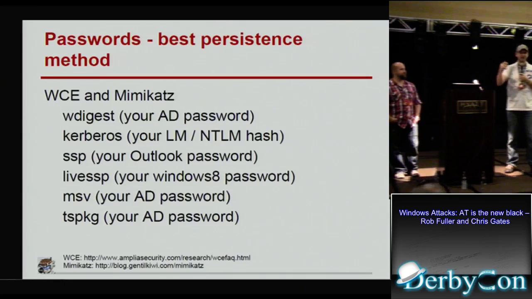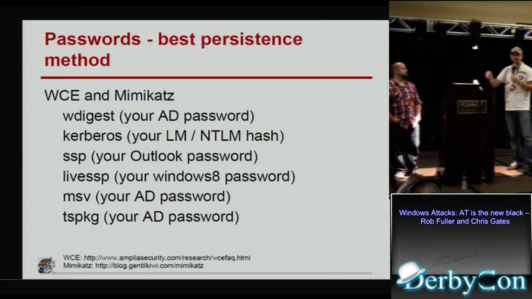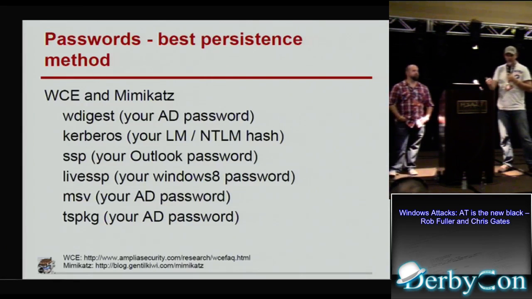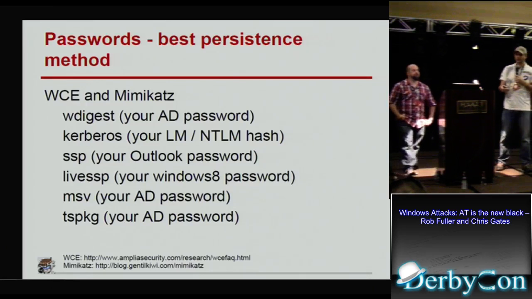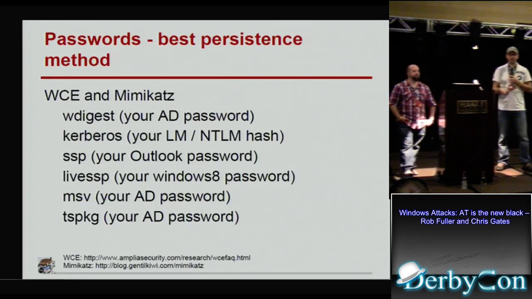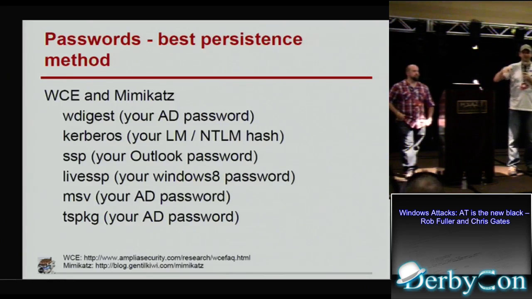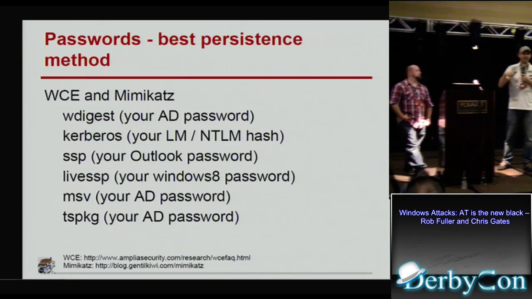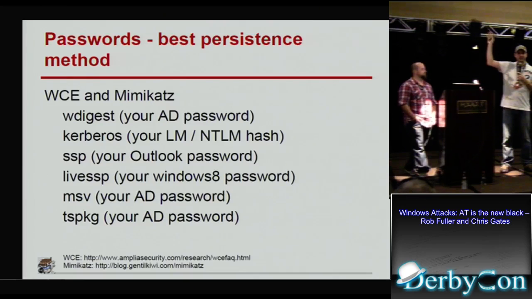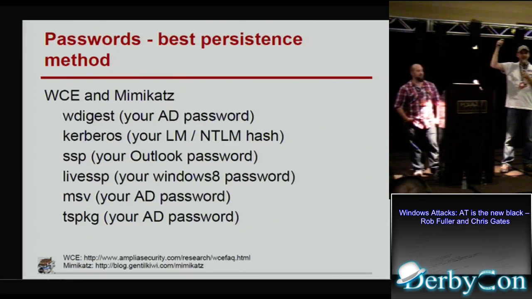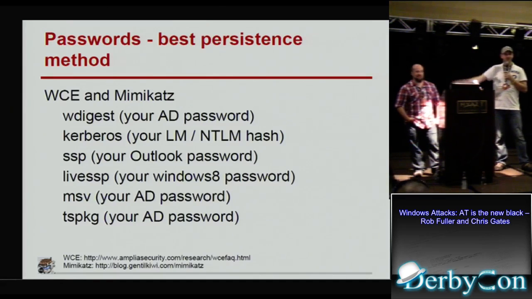So wdigest gives you your AD password. But what if your AD password isn't the same as your Outlook password? Or you have multiple Outlook passwords because you're handling an incident response mailbox and this other mailbox and this other mailbox? Well, you get that via the SSP. So tspkg, msv, those all give those. Does everyone have Windows 8 machines now tied into their .NET accounts? No? Thank you, good. So livessp is where you can get those. Anyone know what character set they're restricted to? Maximum password of 14 characters.